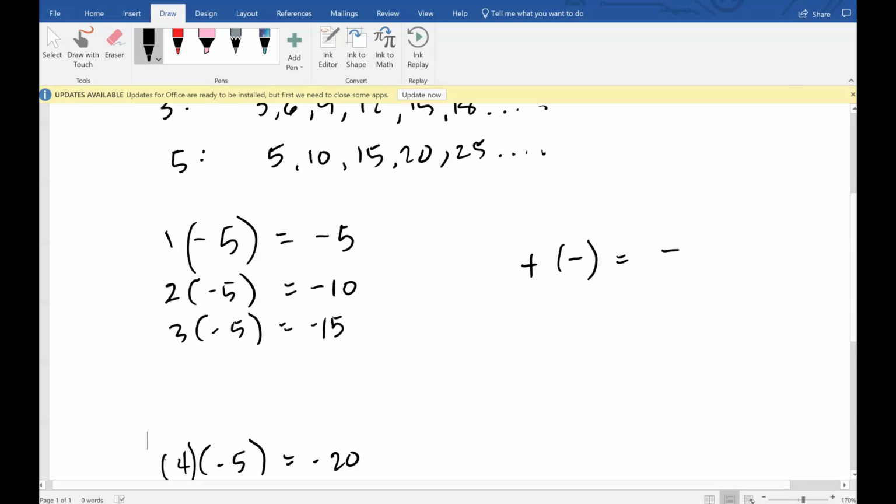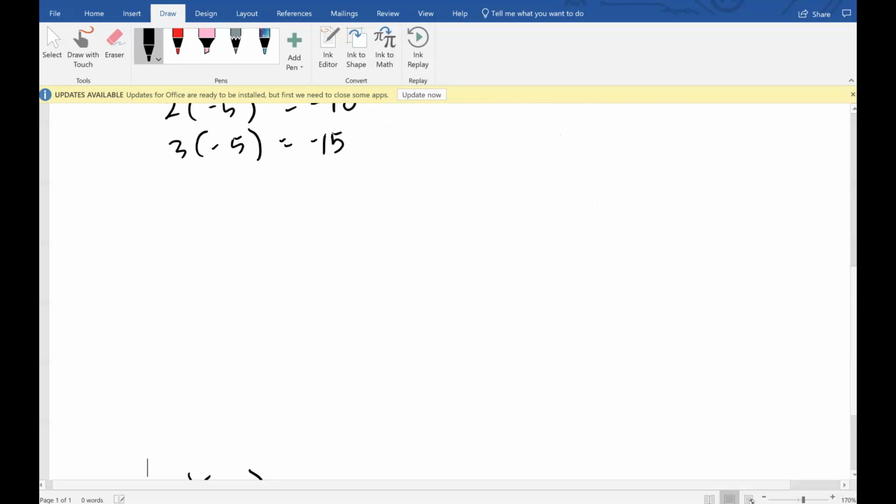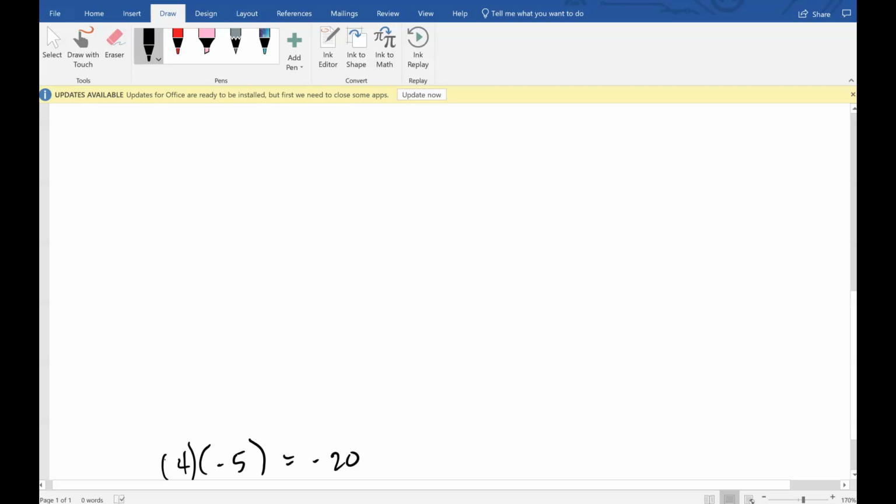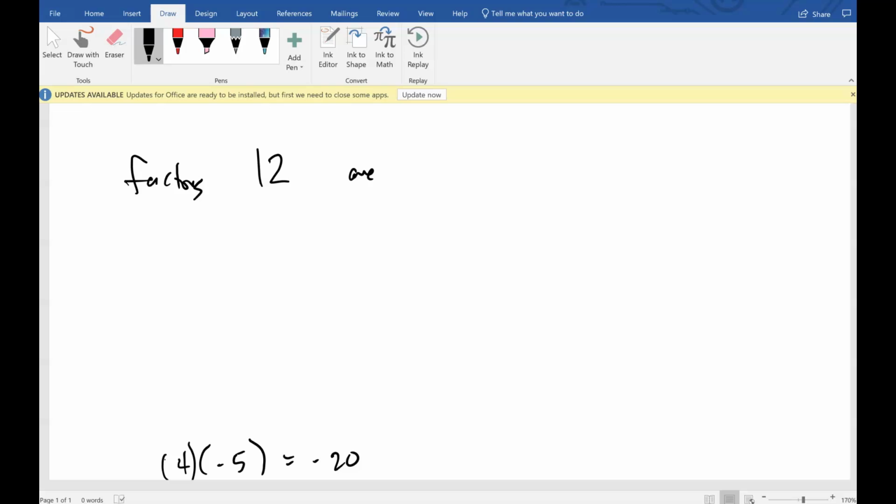Now we will find out if a number is a factor of another number. So we're talking about factors. A factor of an integer is an integer that divides the given integer with no remainder. So for instance, the factors of 12 are 1, 2, 3, 4, 6, and 12.